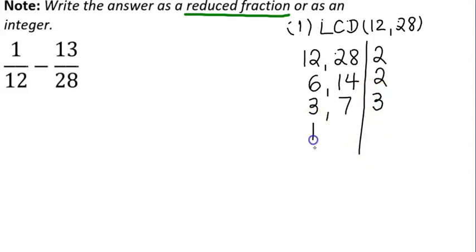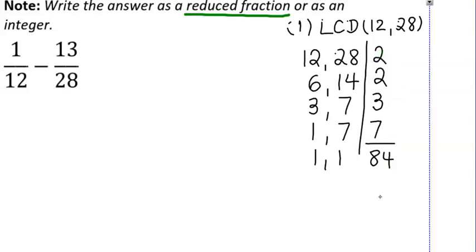3 divided by 3 is 1. This is done. But I cannot divide 7 by 3, so I repeat what I cannot divide. Now, what is the next prime that I can use? The 7. I cannot use 5, so it will be the 7. Now 1 and 1. Done. When both are 1, you're done finding all the possible primes for this combination. Then you multiply these: 7 times 3 is 21, 21 times 2 is 42, times 2 is 84. So this is your LCD. The LCD is this number.